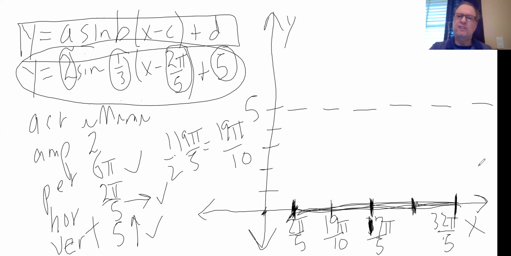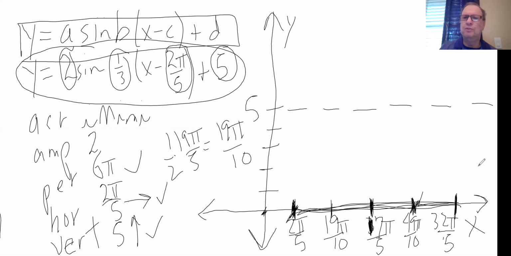And we're going to do the same thing to get this key point right there. So 17 plus 32 is 49. And 1/2 of 49 pi over 5 would be 49 pi over 10. And there are your 5 key points. And we'll come back to them, and we'll use them to create the actual shape of the graph.